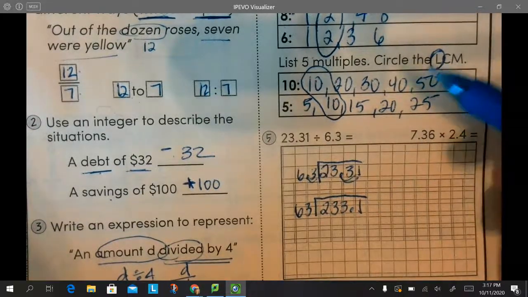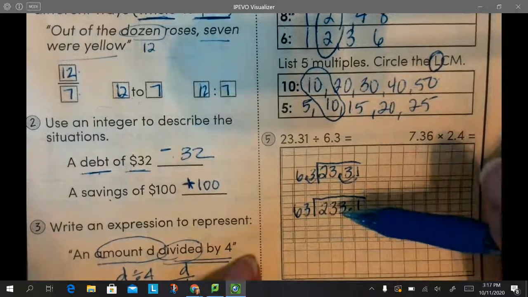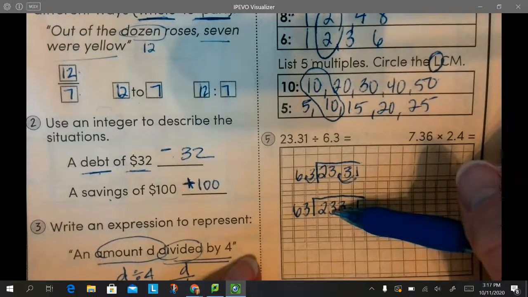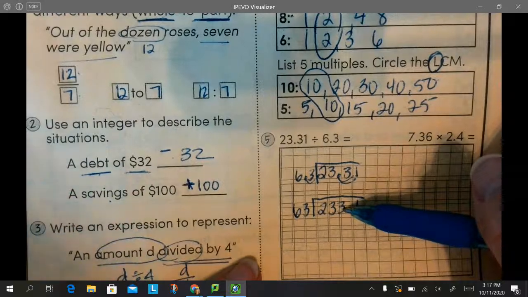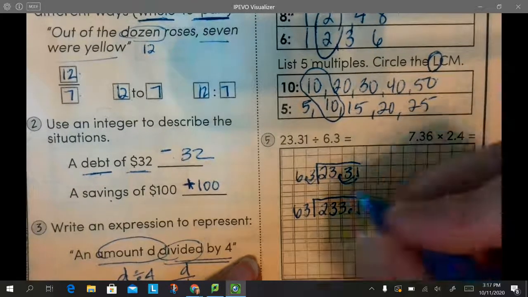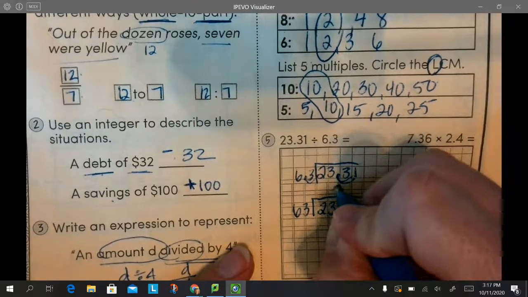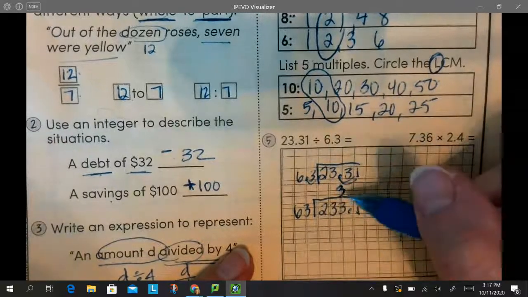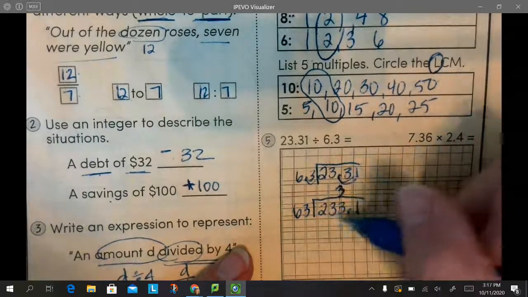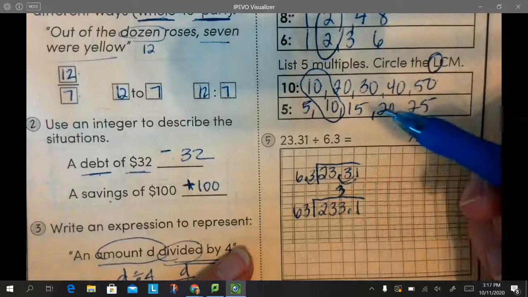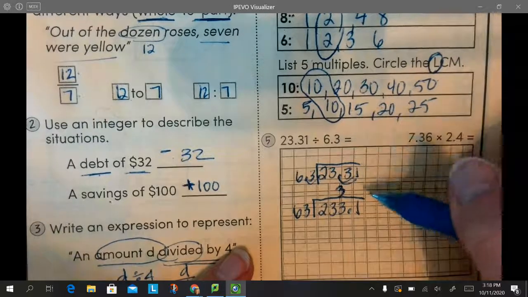Okay? Now think to yourself, how many times is 63 going into 23? Well, that's 0. What about 63 into 233? I'm going to guess 3. And I'm going to guess 3 because I know if it would be 4 times, pretend this is a 60, it would be 240, so that would be too big. So I feel pretty confident that 3 would work.